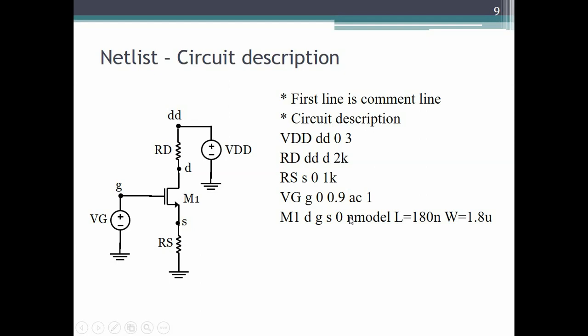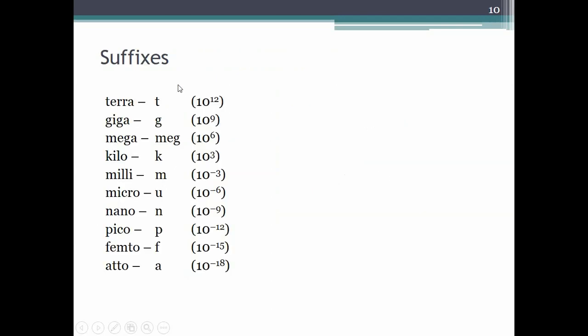Then there is a model name, and then there is the length of the MOSFET and the width of the MOSFET, which must be specified. So I'll come to these. Let's discuss these one by one. Okay, so there is a suffix K, there is a suffix N, suffix U. So let's look at suffixes that SPICE recognizes.